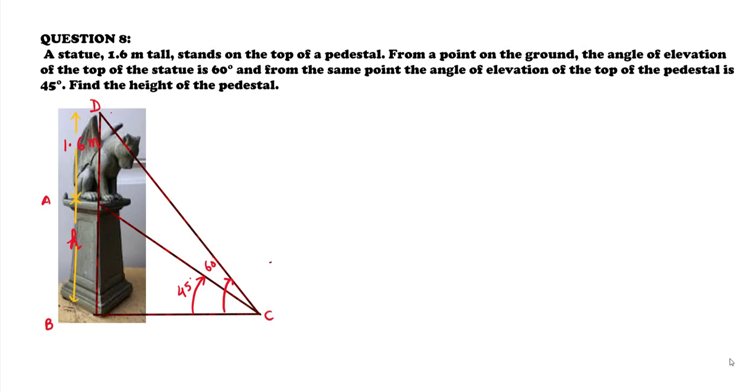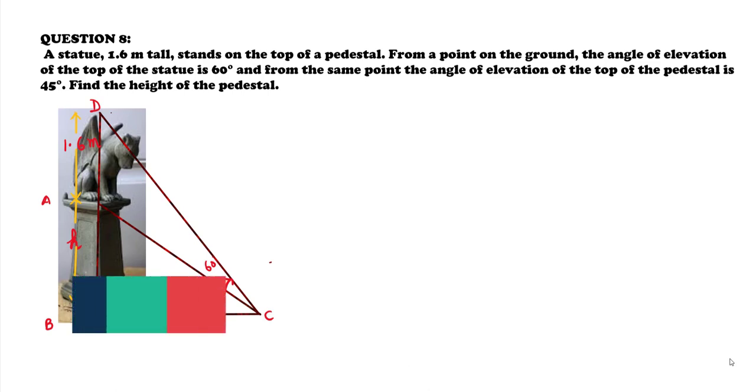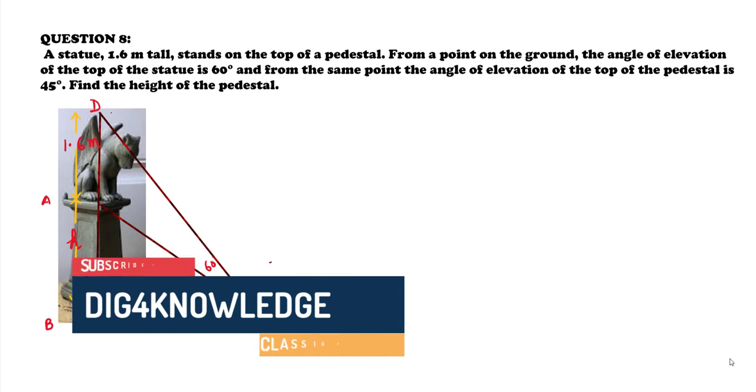Question 8. A statue 1.6 meter tall stands on the top of a pedestal. From a point on the ground, the angle of elevation of the top of the statue is 60 degree, and from the same point, the angle of elevation of the top of the pedestal is 45 degree. Find the height of the pedestal.